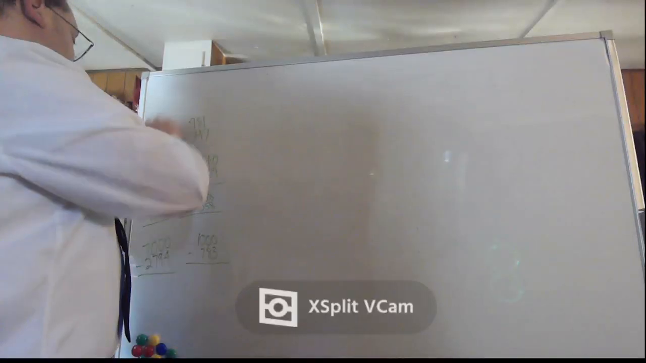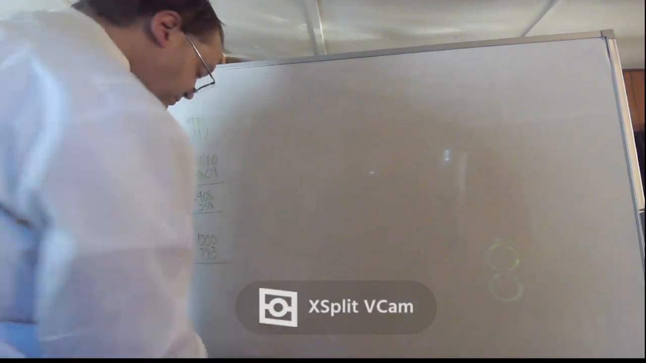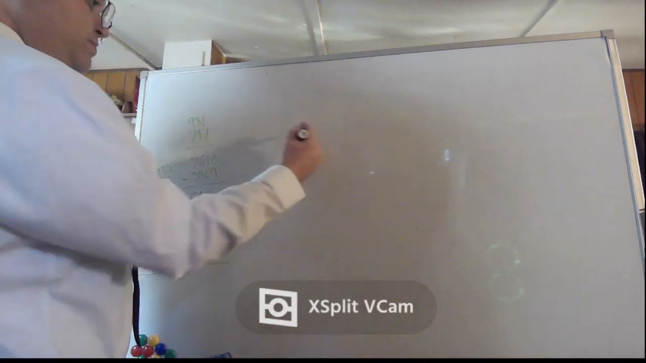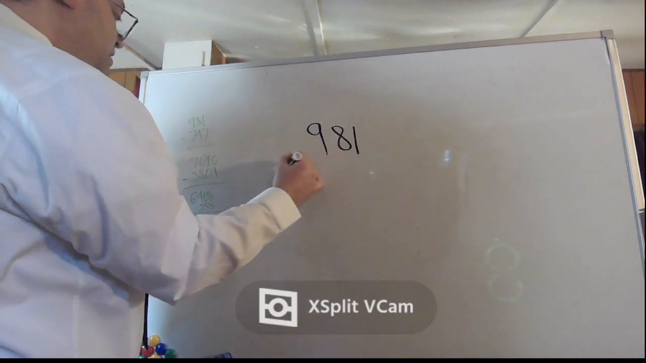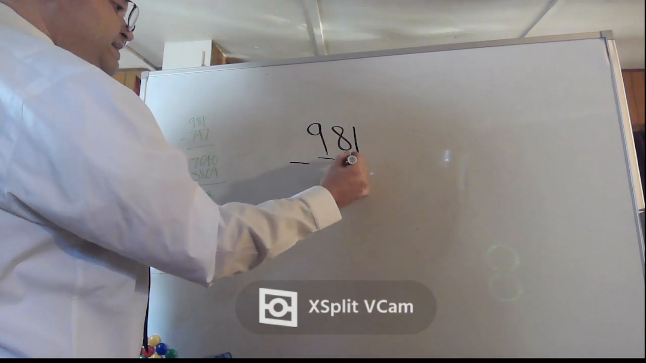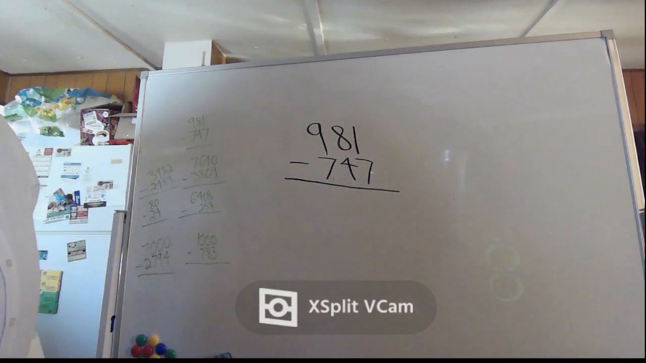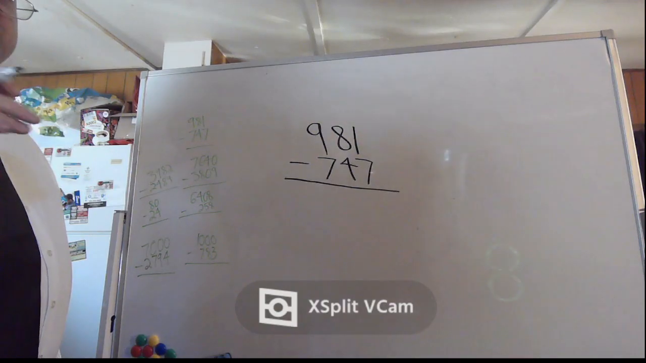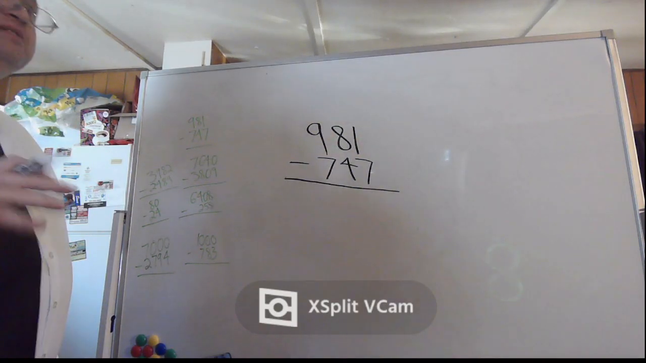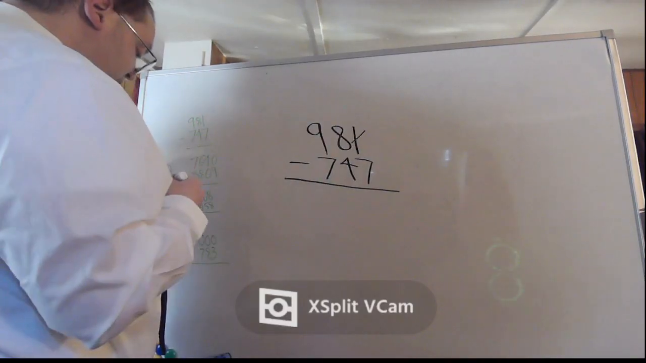I'll do another type of problem like that with borrowing. Let's say we have 981 minus 747. Well, immediately, again, we notice we have a problem when we start in the first set of digits. We can't do 1 minus 7. That simply doesn't work. What we have to do is make that 1 into an 11.